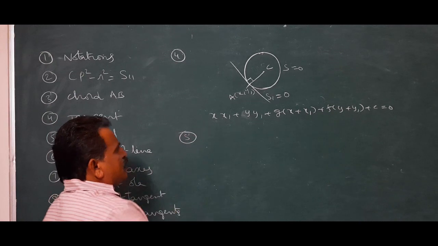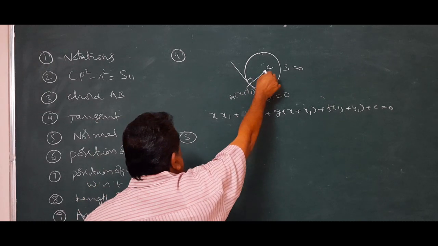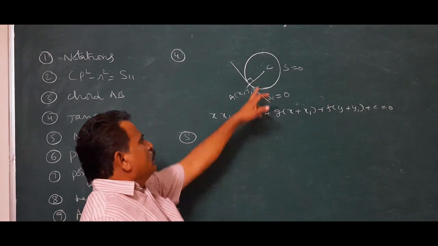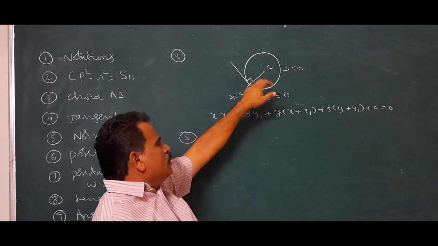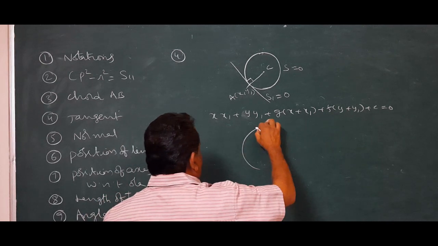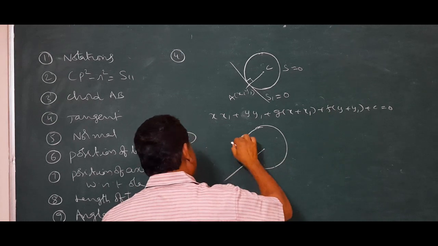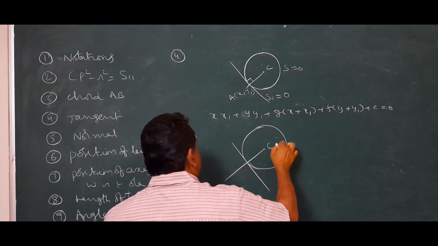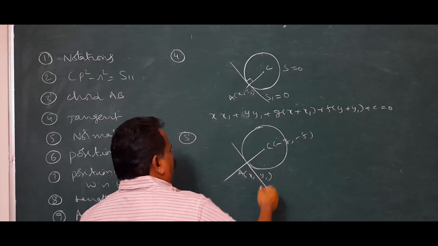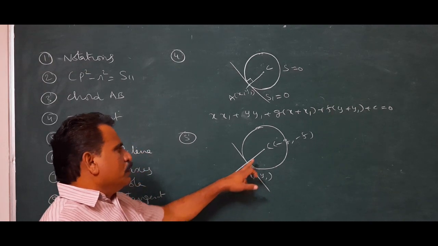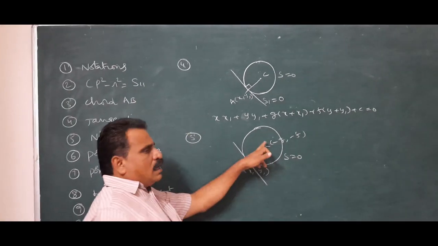The equation of the normal at A(x1, y1) is nothing but the equation of the line passing through the points C and A. C is the center of the circle, (-g, -f), and A(x1, y1) is a point on the circle. The equation of the normal at A with respect to the circle S is obtained by the two-point form.